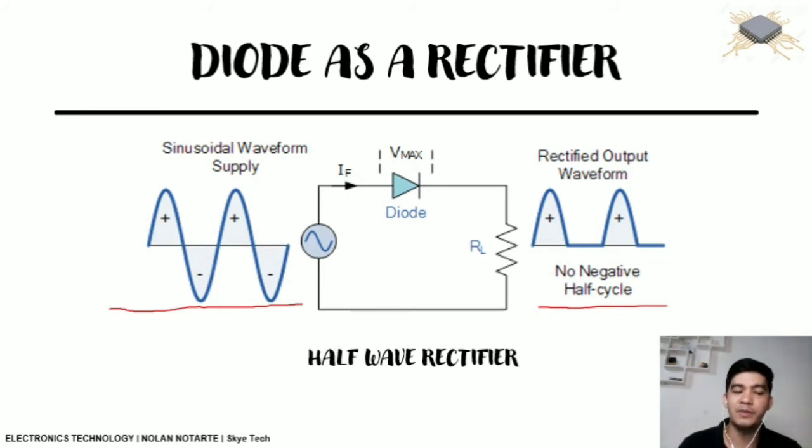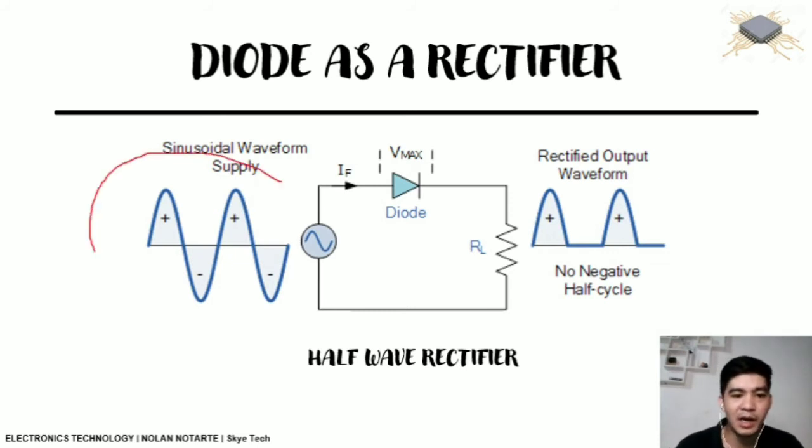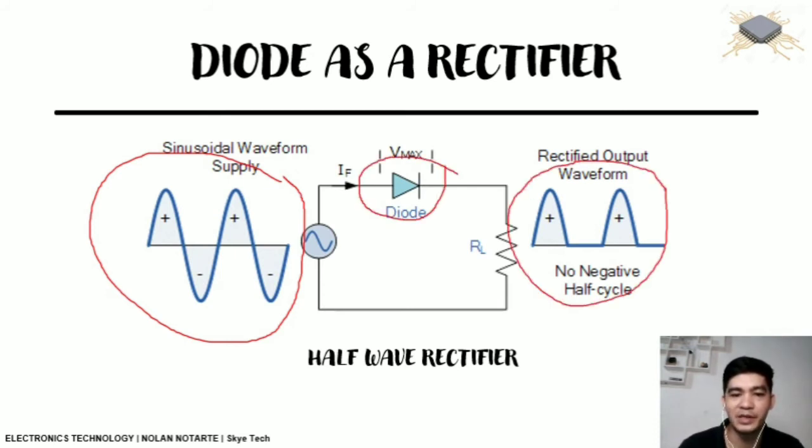Magbibigay ako ng another video presentation on how this circuit works, mas detalyado. Dito, example lang tayo. In this circuit, yung alternating current daw ay nako-convert into direct current voltage because of this diode. Ang tawag po sa rectifier na to is half-wave rectifier.